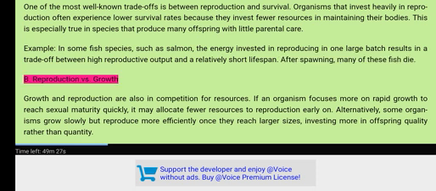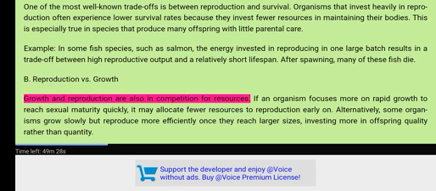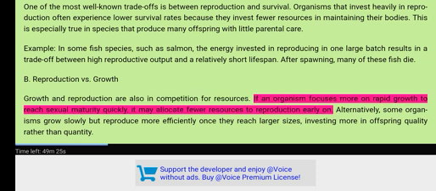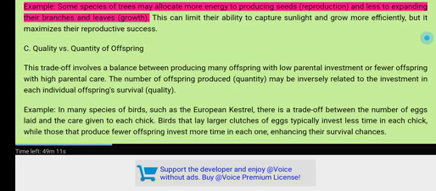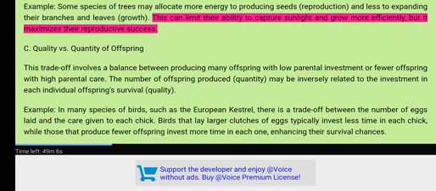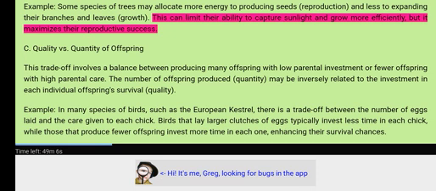B. Reproduction versus growth. Growth and reproduction are also in competition for resources. If an organism focuses more on rapid growth to reach sexual maturity quickly, it may allocate fewer resources to reproduction early on. Alternatively, some organisms grow slowly but reproduce more efficiently once they reach larger sizes, investing more in offspring quality rather than quantity. Example: some species of trees may allocate more energy to producing seeds (reproduction) and less to expanding their branches and leaves (growth). This can limit their ability to capture sunlight and grow more efficiently, but it maximizes their reproductive success.